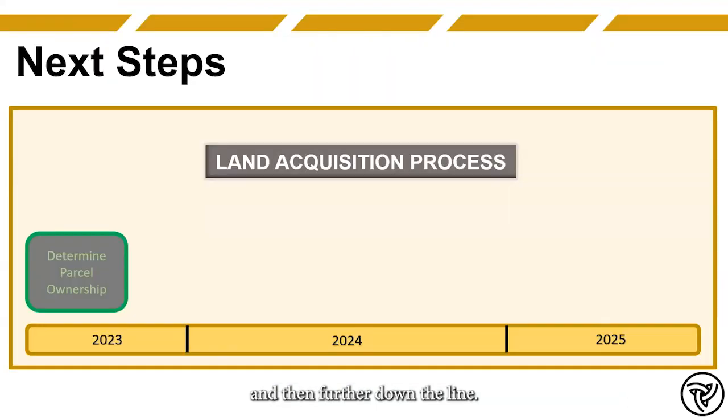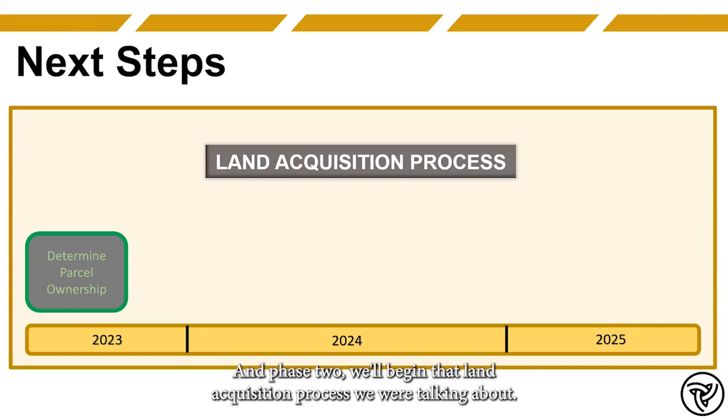And then further down the line in phase 2, we'll begin that land acquisition process we were talking about. We introduced this process in the second public meeting, so I'll briefly summarize those steps. Given the additional land we are anticipating needing to construct the project, we're working on determining the parcel ownership and the location of the property lines by title commitments.